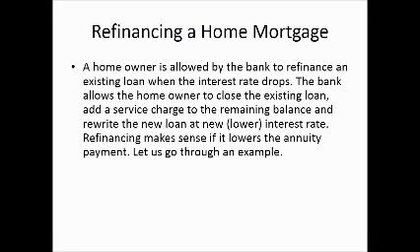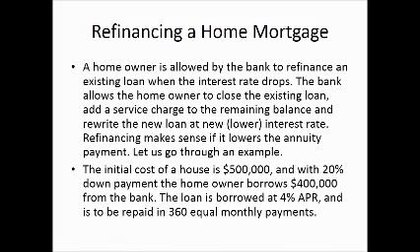Let's walk you through an example. It will help you to repay your house mortgage or car payment. Typically, it is used more for a long-term loan for a home mortgage. The initial cost of a house is $500,000, and with a 20% down payment, the homeowner borrows $400,000 from the bank. The loan is borrowed at 4% APR and is to be repaid in 360 equal monthly payments. So that's a traditional 30-year loan, and payment is made every month.